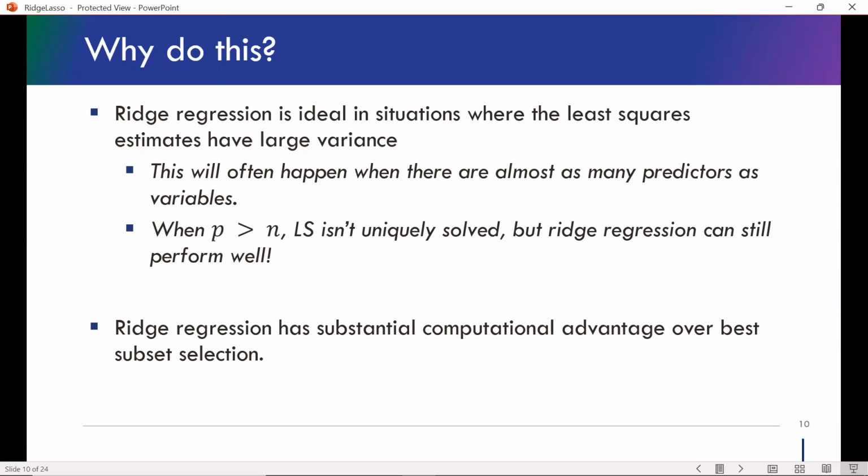Also, ridge regression has a substantial computational advantage over best subset selection. Remember, when we do best subset selection, we have to compare 2 to the power of p models to get our best model. But ridge regression is way faster compared to best subset selection.